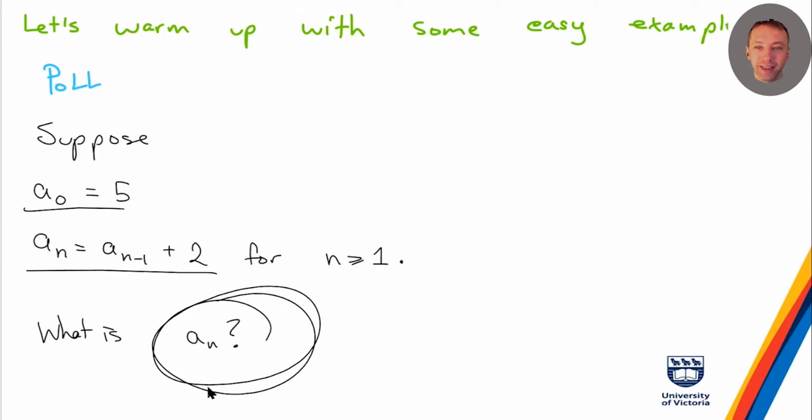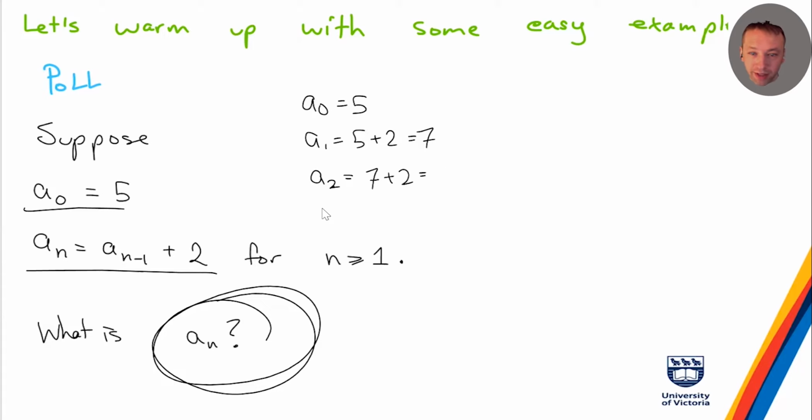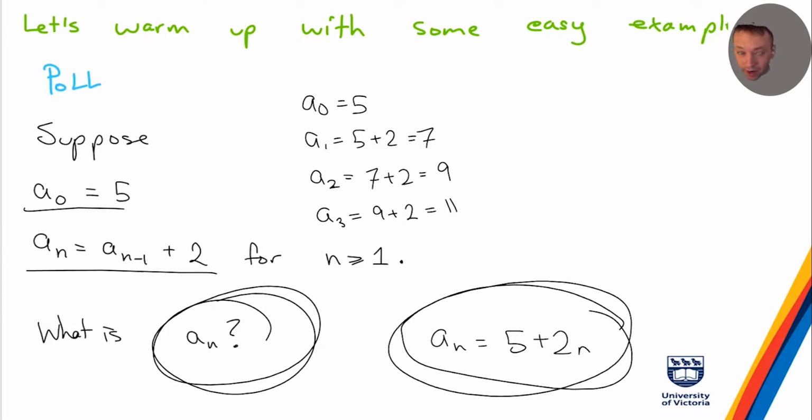If we start writing these out, a_0 is 5. a_1 is 5 plus 2, which is 7. a_2 is a_1 plus 2, so 7 plus 2, which is 9. a_3 is 9 plus 2, because it's the previous one plus 2, which is 11. So we can see what pattern is emerging: a_n is just 5 plus 2n. So when I say I want you to solve a recurrence relation, that's what I mean: I want you to tell me the formula for a_n. This was a simple example, and you can already do this even before I've taught you.